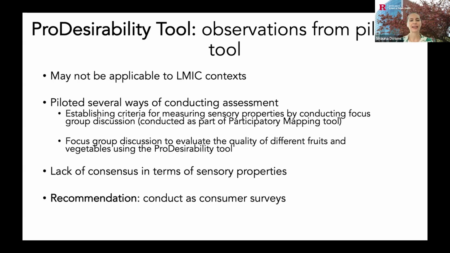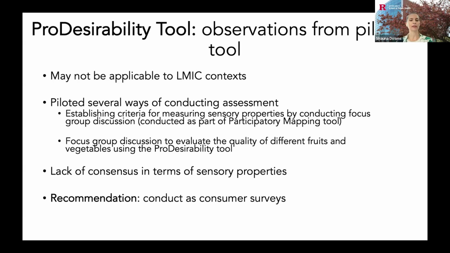So we started by trying to use focus group discussion. As part of the participatory mapping tool, we used the focus group to identify the criteria for measuring the different sensory properties of the different foods, which took a lot of time, but also there was not very much consensus among participants in the focus group. So then we tried another way of doing this. We bought fruit from the market and brought it to a focus group and tried to get them to use the pro-desirability tool. And again, there was really not much consensus.